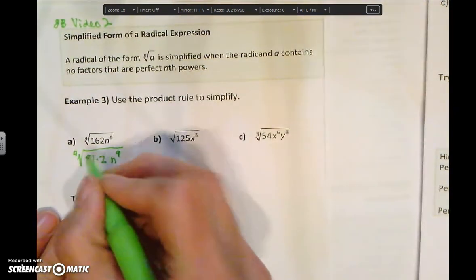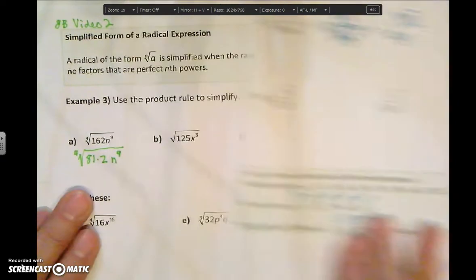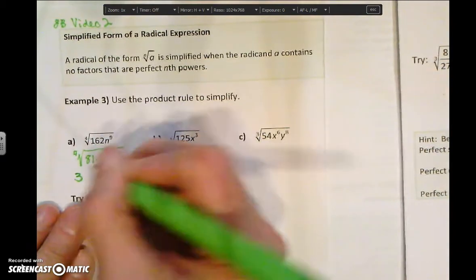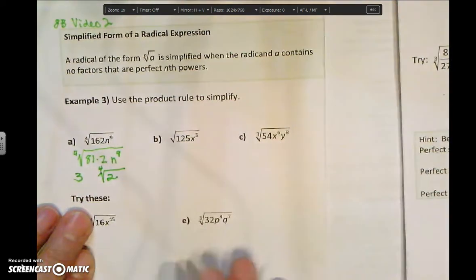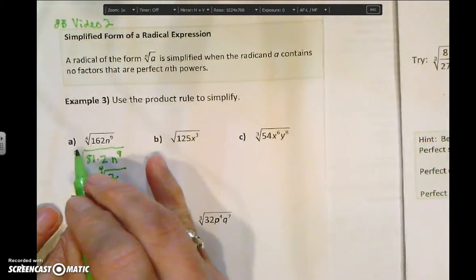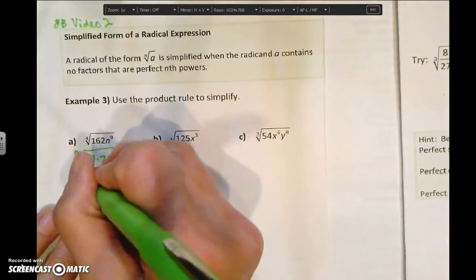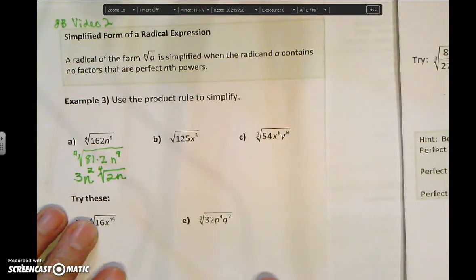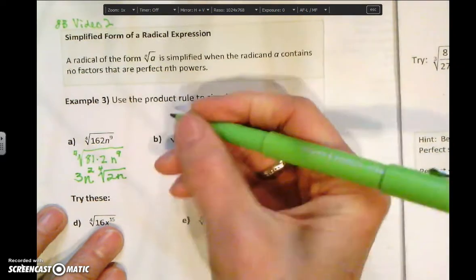So the fourth root of 81, go back over here, the fourth root of 81 is 3. So this is going to be a 3. I can take that out. That's perfect. And the 2 is left over inside. And then for the fourth root of n to the 9th, 4 will go into 9 2 times with 1 left over.